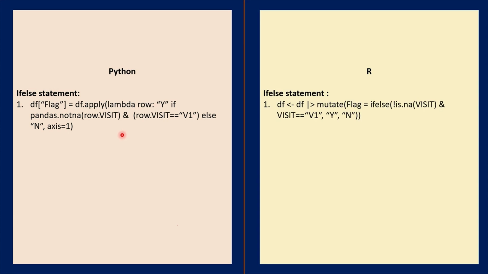So how do we do it in R? We call the mutate function and we create a flag column here and we call the if_else statement. Here also the same thing. You can initially consider which visit is not missing, and if the visit is equal to V1, only make them a Y. If this is not a true statement, then make it a No. In this way you can make your code efficient. You can use R and Python in your data science.